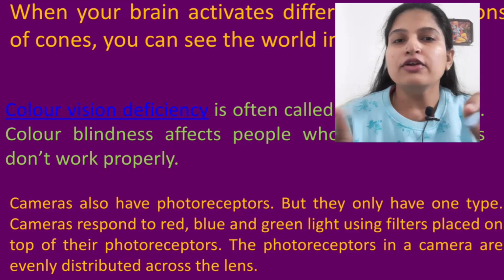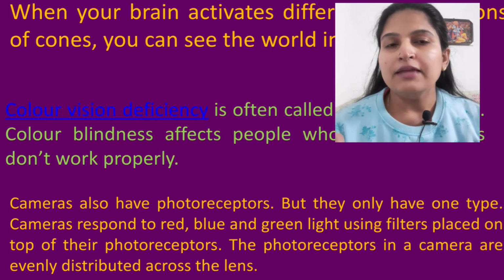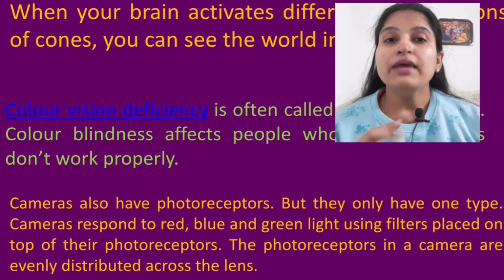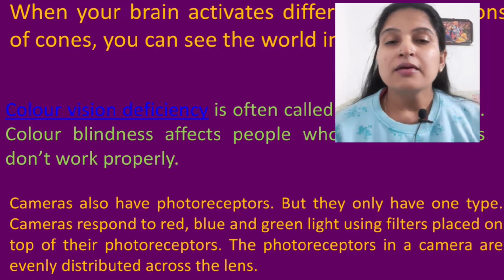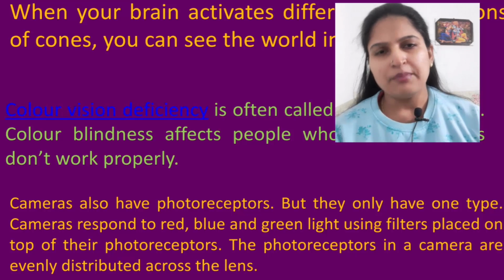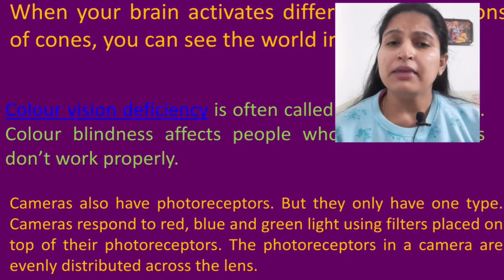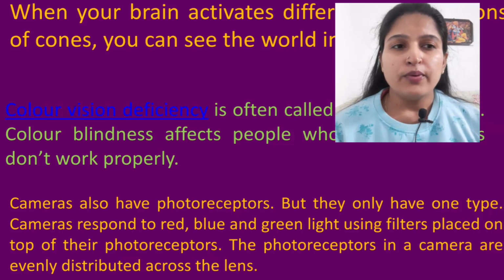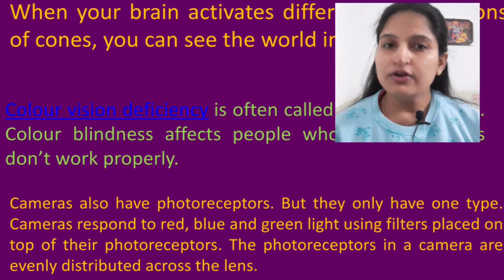In our eyes we have only one lens and we focus it accordingly, but in a camera we have different kinds of lenses to focus accordingly. But in our eyes we have different kinds of photoreceptors for different kinds of colors. But in cameras we have only one type of photoreceptor, and through that we can capture lots of various colors, you can say all the colors. Okay, so cameras respond to red, blue and green light using filters placed on top of their photoreceptors.